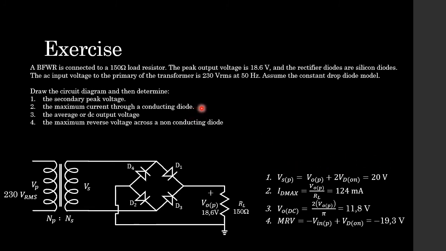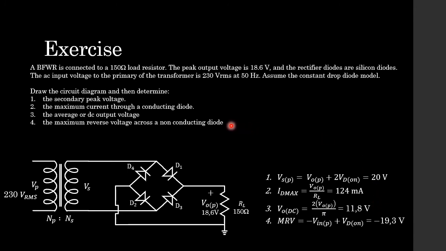They then want us to calculate the maximum current through the conducting diode. Because we have our output peak voltage, we know that the maximum current that the circuit will draw because of this load resistor is determined using Ohm's law, so 124 milliamps. Next up, the average or DC output voltage. Well, students, you simply take the expression that we derived in the previous slide and plug and play. So 2 times our output peak voltage divided by pi gives us 11.8 volts.